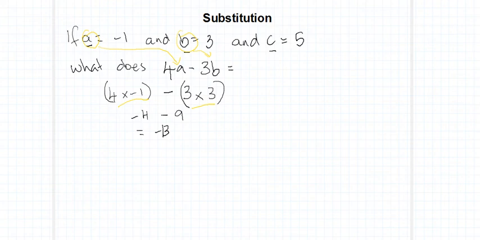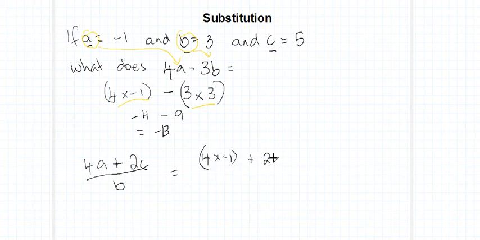A slightly harder question, we might say something along the lines of minus 4, oops, let's just take away the minus actually. Let's just say 4A plus 2C over B. So that's 4A plus 2C all divided by B. So let's substitute the values in there. So we've got 4 times -1 plus 2 times 5, because that's what C is worth, all divided by B, which is 3. Just carry on working over here.